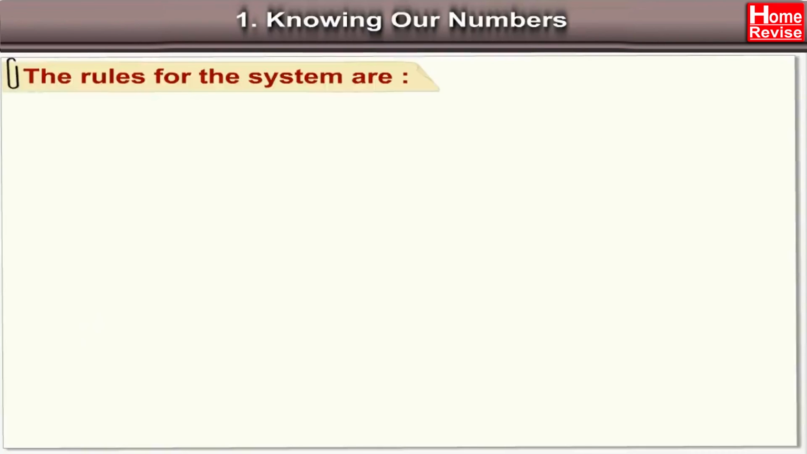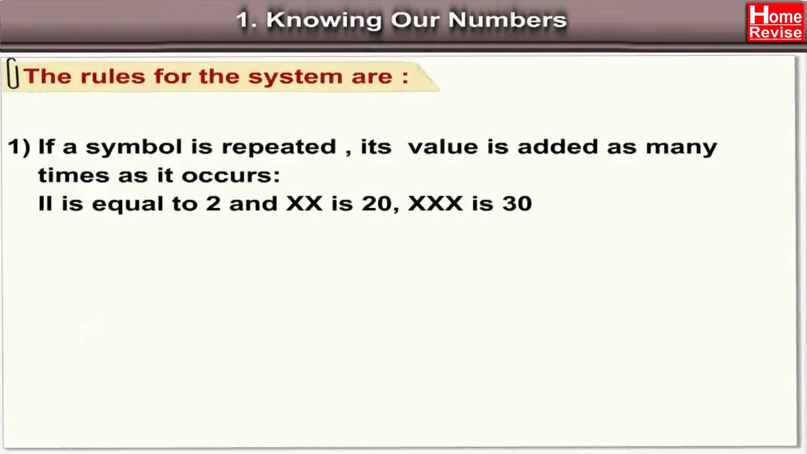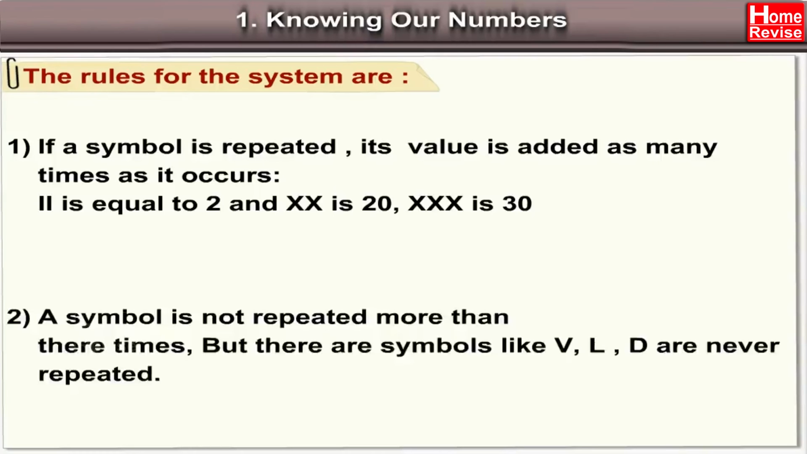The rules for the system are: number 1. If a symbol is repeated, its value is added as many times as it occurs. Well, that is, double I is equal to 2. Double X is equal to, correct, 20. How about triple X? You're right again, it is 30. Number 2. A symbol is not repeated more than 3 times. But there are symbols like V, L, D, they are never repeated.